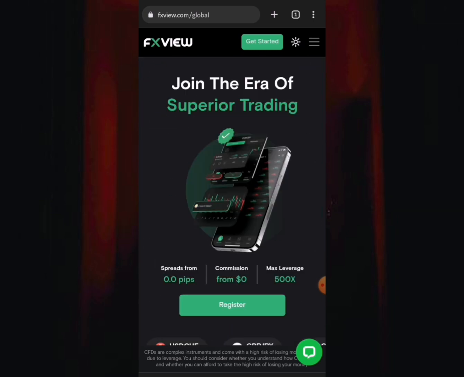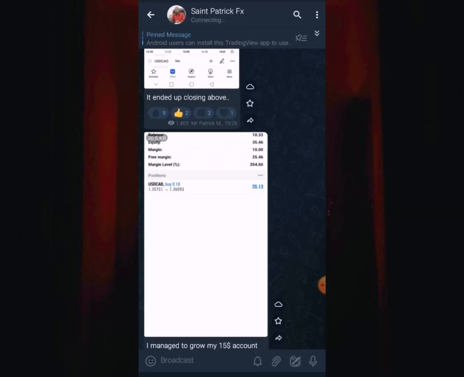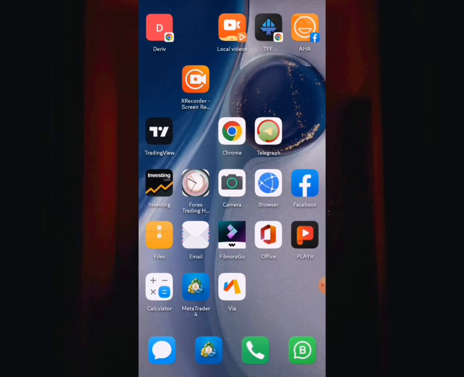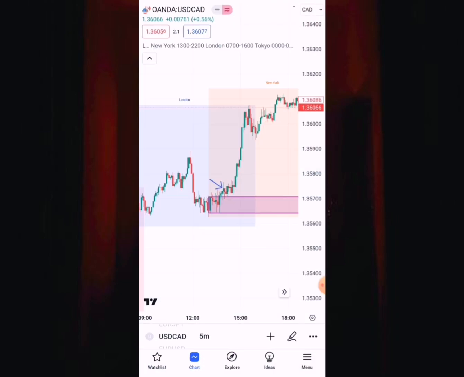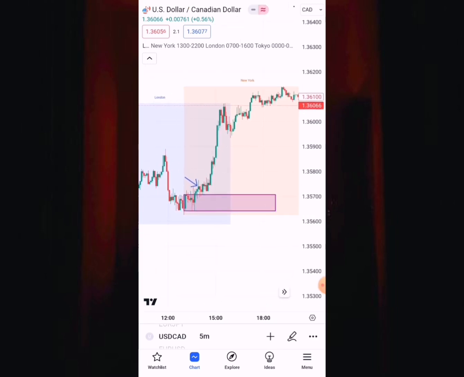So let me just show you what I wanted to show you today. I hope you remember that to trade this strategy, it is easy that you do the analysis on TradingView and use the free indicator, the sessions indicator, because all you need to be able to identify is the first candle of the New York session.